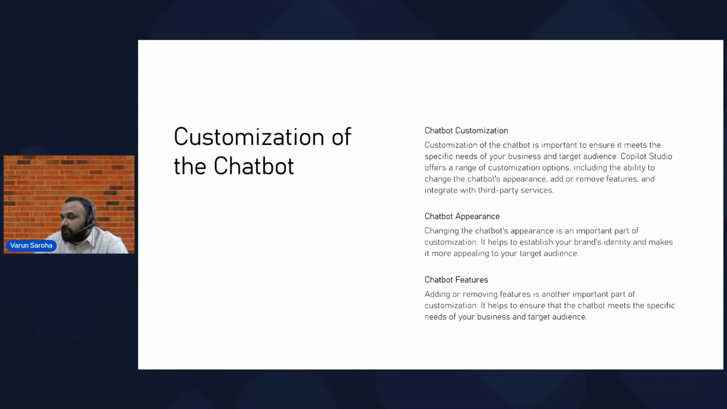chatbot appearance. Like you saw at the very simple level, we were able to add different icons, or we can import images to use as the icon. We can change that appearance. We can add or remove features. Like every year, in case it's a policy bot, you can add new policy documents or remove previous year's policy documents, which is again the knowledge or the features, and you can integrate it with third party services.